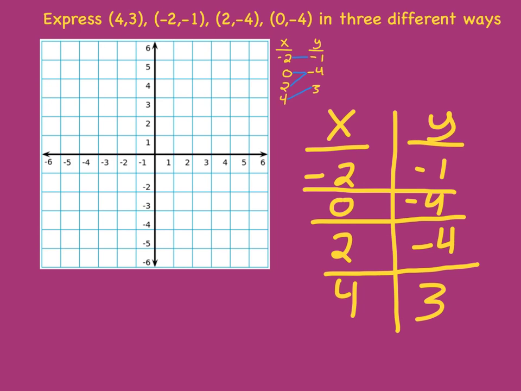To graph these, I start at my origin, and I go for the first coordinate, 4, 3. I go over 4 places, and I go up 3, so it would be right here. For my second coordinate, I do -2, -1, so to the left 2 places, and then down 1 place, should be right there. For my third coordinate, I have 2, -4, to the right 2 places, and then down 4, 1, 2, 3, 4, should be right there, I believe. And 0, -4 tells me to go left or right 0 places, and then down 4, so it should be right there. Now I've represented this relation in 3 different ways.